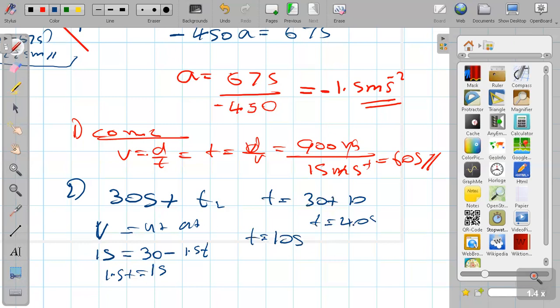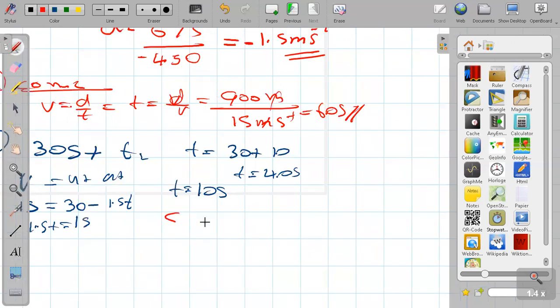What is the saved time now? Saved time is 60 minus 40, which is 20 seconds. Understand? Got the point? There is another, harder one. Yeah, good.